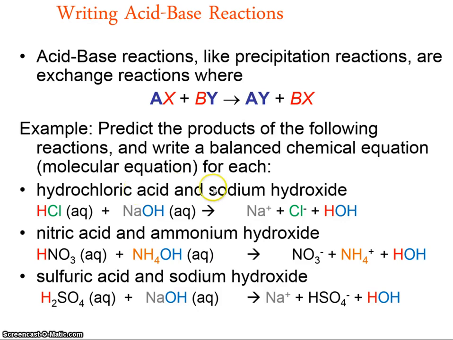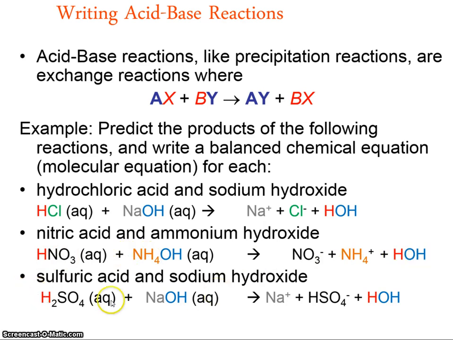So, for example, predict the following products and write the balanced chemical equation. Hydrochloric acid and sodium hydroxide, HCl plus NaOH, will completely dissociate into their component ions, and will form Na plus and Cl minus and HOH, so NaCl and water. Nitric acid, a strong acid, and ammonium hydroxide, which we'll treat as a strong base. HNO3 and NH4OH are going to dissociate, and they'll exchange and form nitrate, that's the leftover part of this nitric acid, ammonium from the ammonium hydroxide, and water.